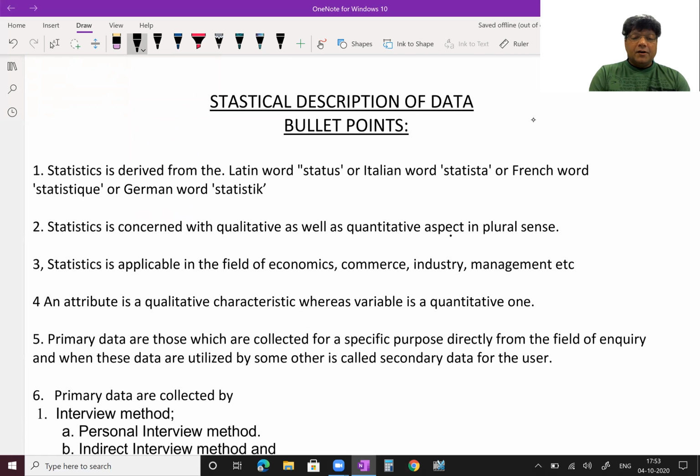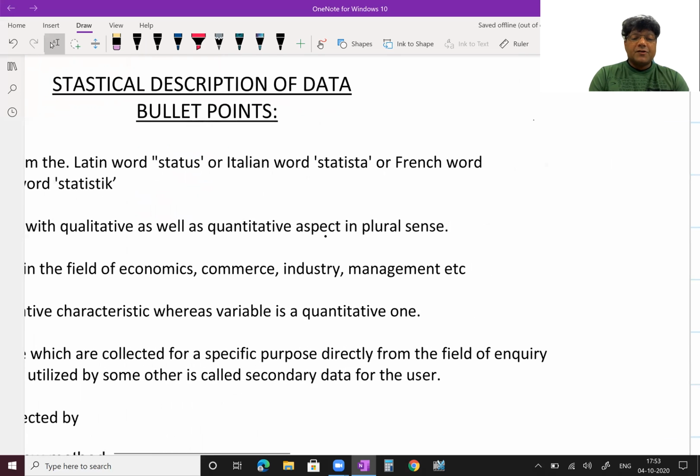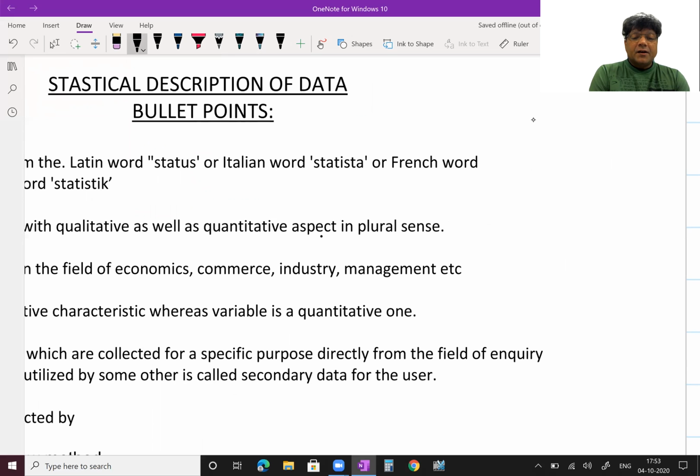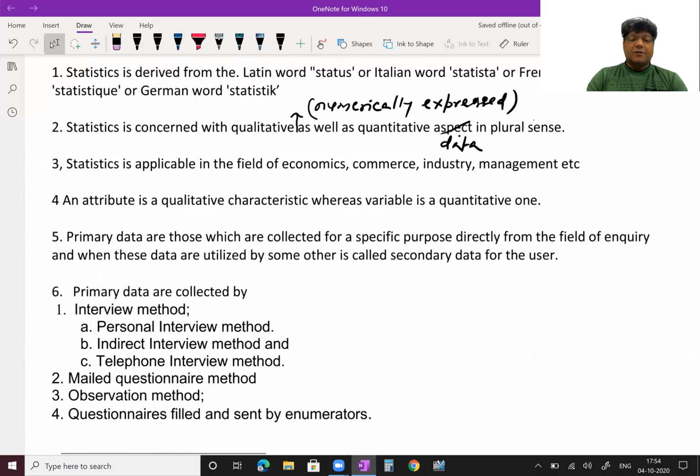Here, point number two, statistics is concerned with qualitative. After this word qualitative, in bracket, you are to write down numerically expressed, as well as quantitative aspect, not data, quantitative data in plural sense. It's okay.